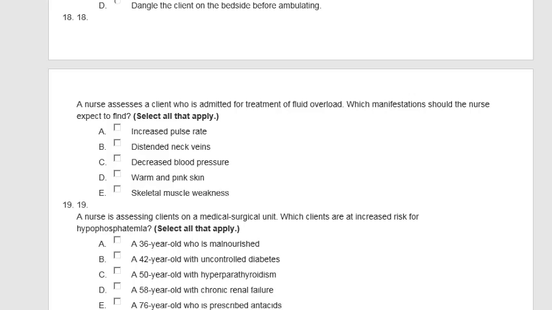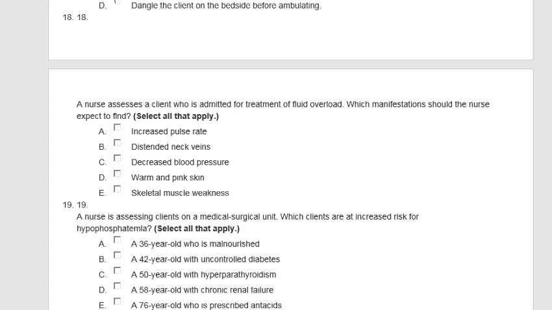Distended neck veins. Yes, because fluid volume overload backs up in the venous system and you can get distended neck veins. Decreased blood pressure? No, you're going to have an increased blood pressure because blood pressure is affected by what 2 things? Volume and constriction of blood vessels. Warm and pink skin? No, not with fluid volume overload.